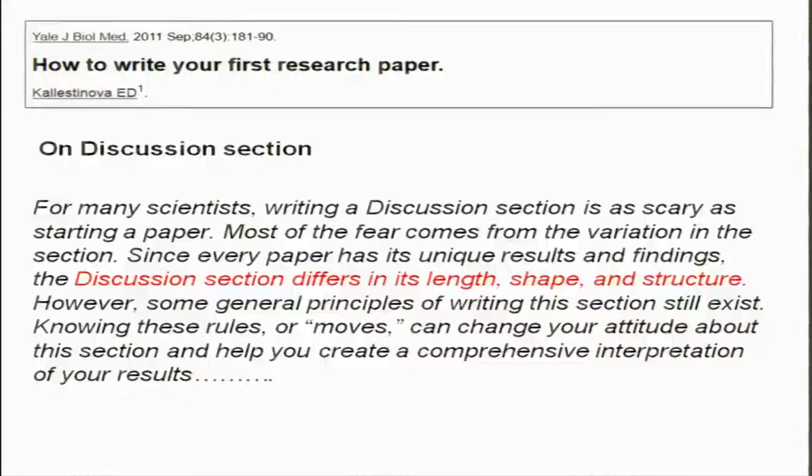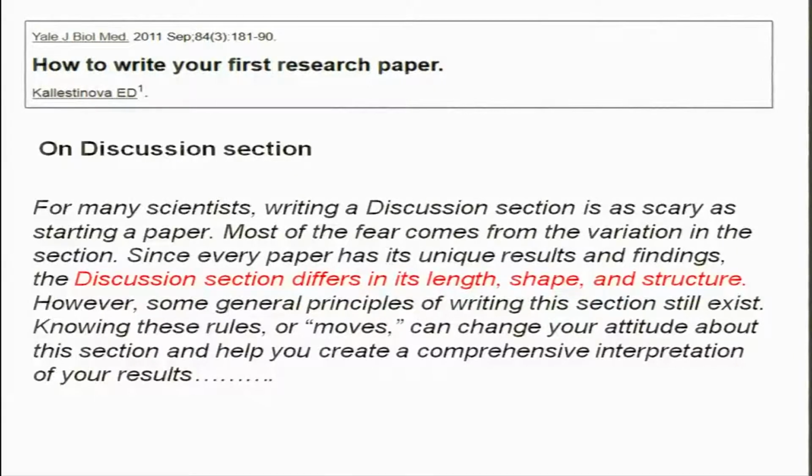And it's important to say that concisely, you cannot be writing 100 pages. It could be 3 pages, 4 pages maximum, but it should be in a concise and convincing tone, so that you argue and convince the reader as to why that is correct. If you go back to the paper that talks about your first research paper, it says for the discussion section, for many scientists, writing a discussion section is as scary as starting a paper, and every section is scary if you don't understand how you write it.